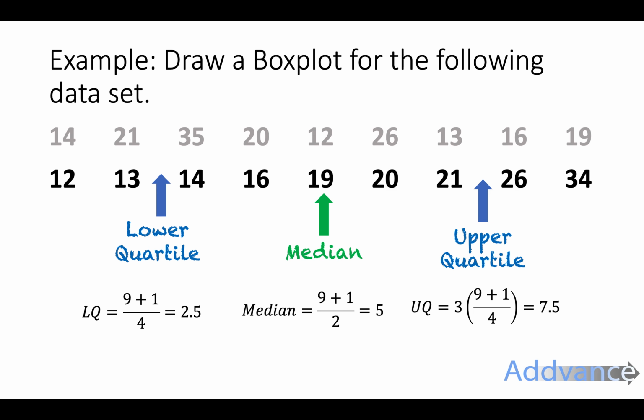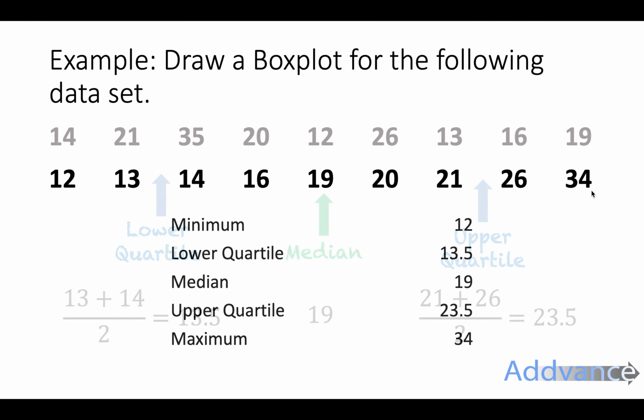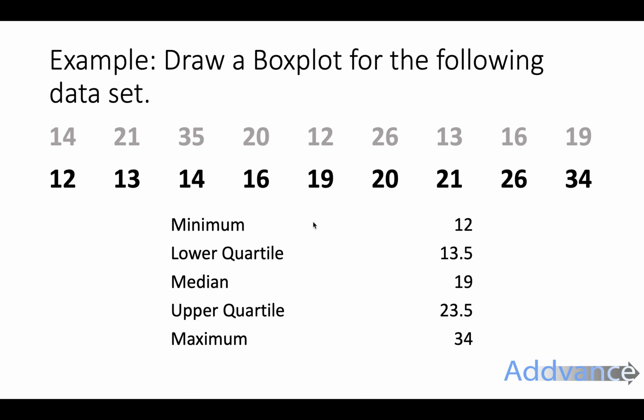The 2.5th position is halfway between 13 and 14. And halfway between 13 and 14 is 13.5. If you can't do that in your head, you do 13 plus 14 and then divide by 2. Similarly, 21 plus 26 divided by 2 is 23.5. And that gives you the upper quartile. I'm going to put that data into a table now. The minimum is 12, lower quartile is 13.5, median is 19, upper quartile is 23.5, and the maximum is 34.